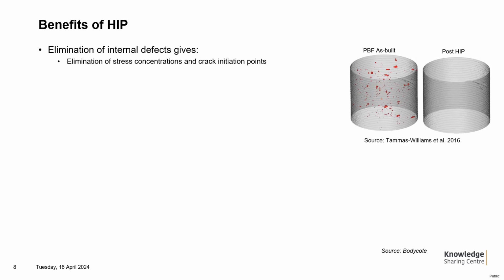The resulting benefits of a HIP treatment are highlighted on the following slide. It is obvious that the elimination of internal defects later gives less stress concentration and crack initiation points. This circumstance is highlighted on this computer tomograph here of a titanium 64 alloy. On the left hand side we have the powder bed fusion as-built condition, where pores are highlighted in red in the volume, and the same specimen after a HIP treatment, and we see that there are no pores present anymore.